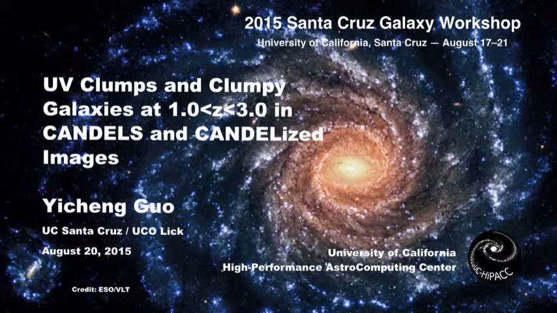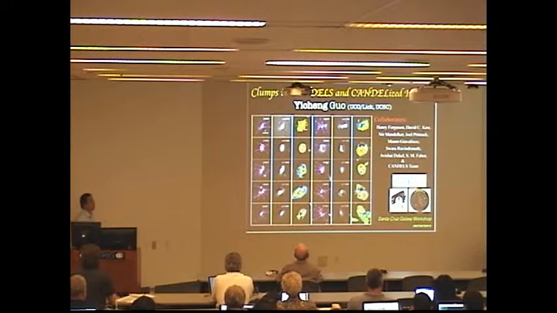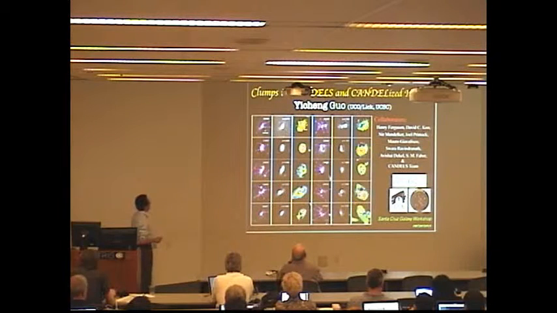We'll also talk about the resolved star formation, but resolved on a much smaller scale. So I'm going to talk about the clumps in high redshift star-forming galaxies. This work has been done together with many CANDELS members, and most of them are in this room. Here are examples of high redshift star-forming galaxies, and those purple circles are the clumps that I'm talking about today.